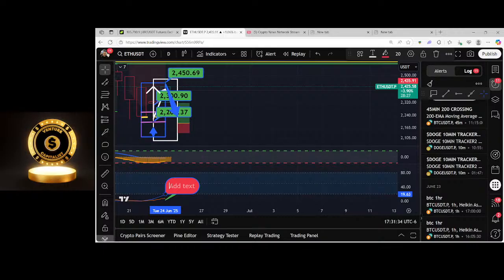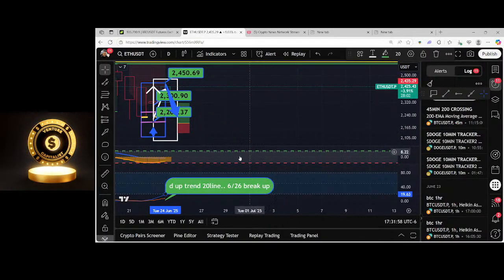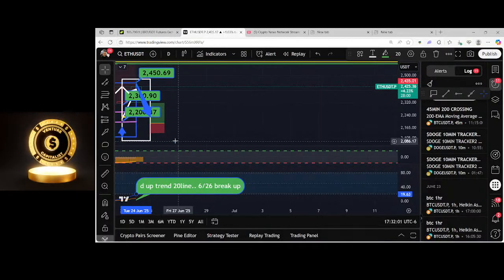So daily uptrend, 20 line, 626 break up. So we would expect in the next 2 days to see a breakup, moving to the upside in the next couple of days for these particular coins.